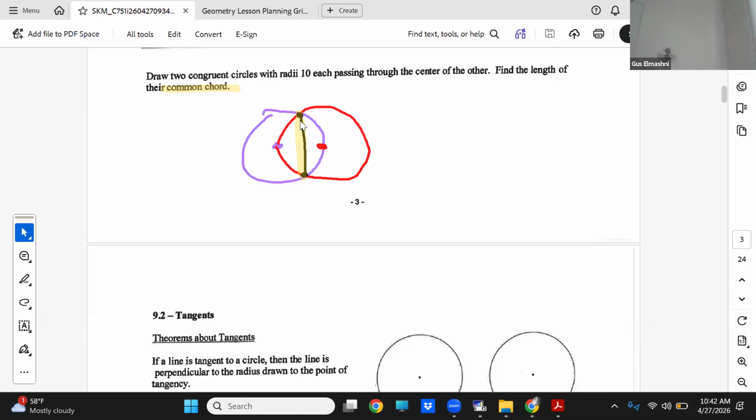Okay. How do I do it? How do I figure out the length of that black line? What do you guys think? It's a little nuts. I like that idea. That's a fantastic idea. Yeah, I totally agree.